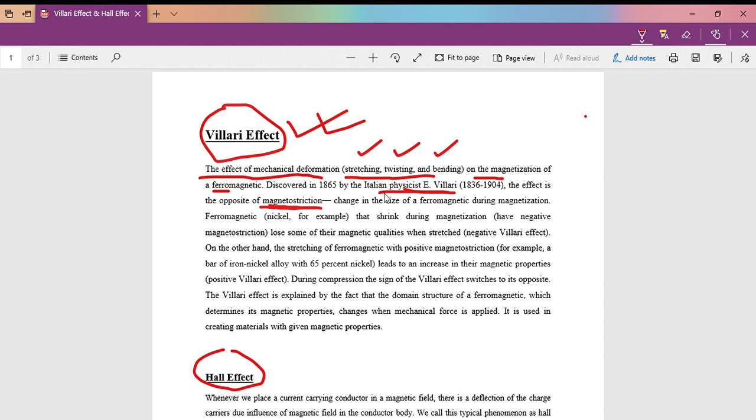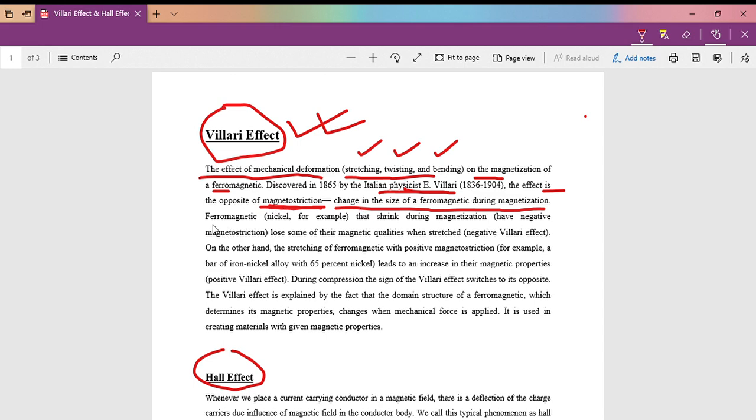The Villari effect, as it is given, is the opposite of magnetostriction, that is, change of size of a ferromagnetic material during magnetization. That means, as per magnetostriction, we know that due to an external mechanical force, the magnetic property of the ferromagnetic material can change. But as per the Villari effect, due to the magnetization force, the shape or the size of the ferromagnetic material can change. So it is directly opposite to magnetostriction.